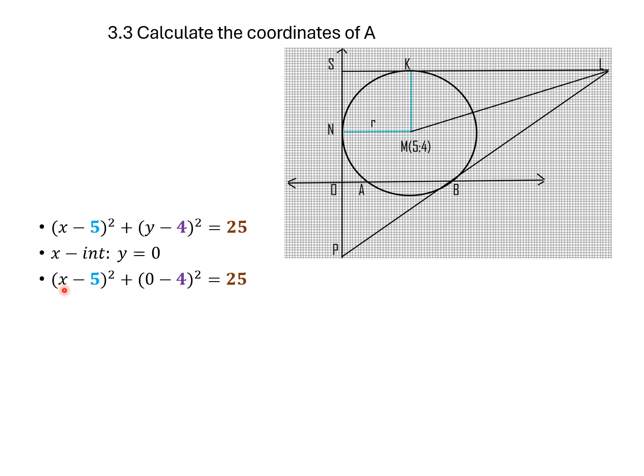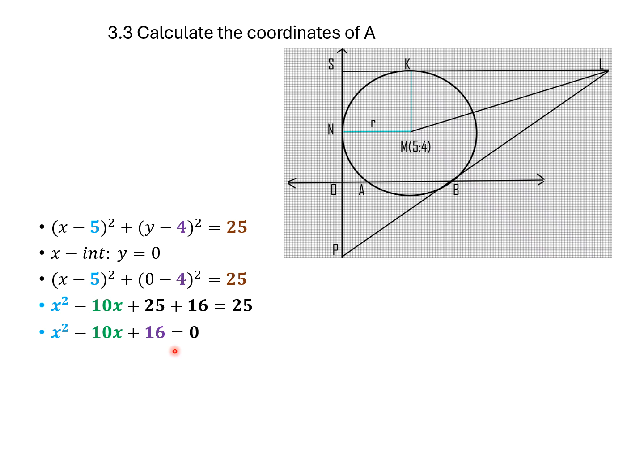Multiplying out: x times x gives x squared. X times negative 5 gives negative 5x, times 2 gives negative 10x. Negative times negative is positive, 5 times 5 is 25. Negative 4 times negative 4 is positive 16, equals 25. The 25 and 25 cancel, so I'm left with x squared minus 10x plus 16 equals 0.